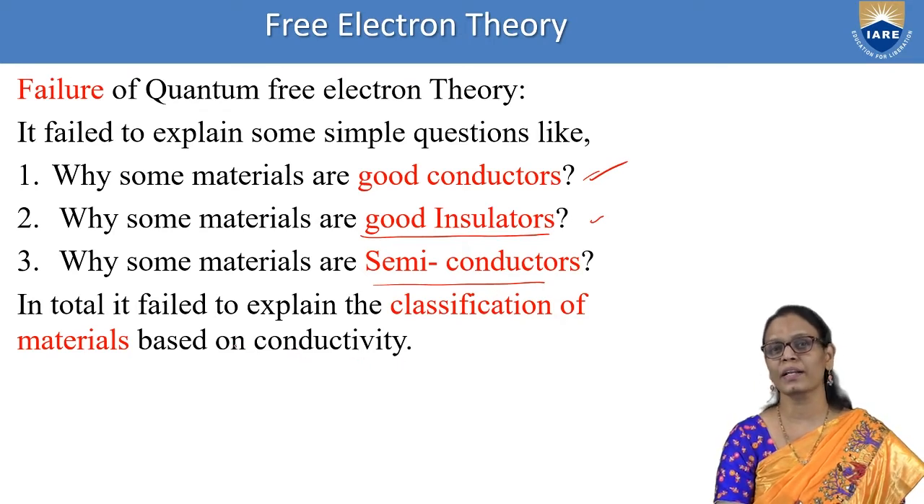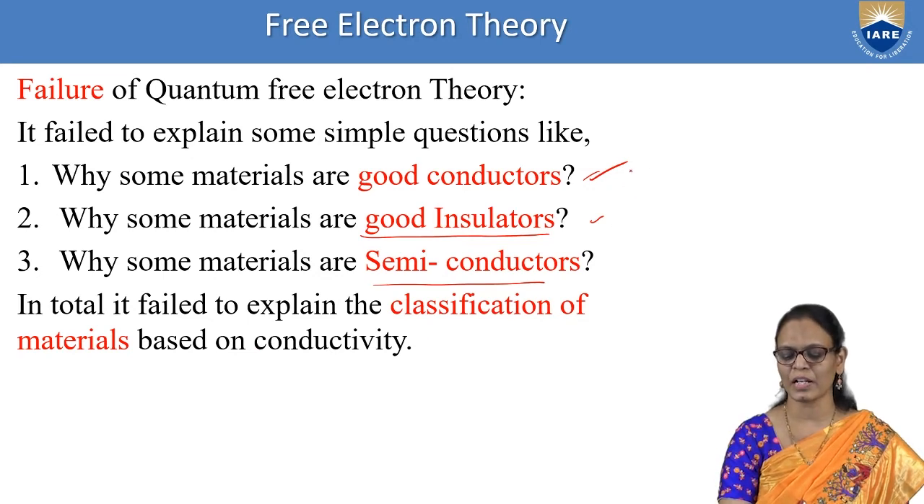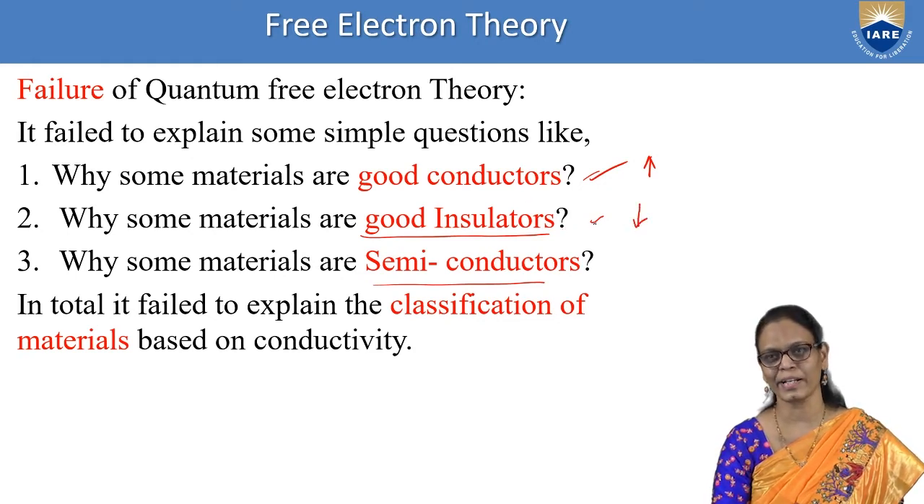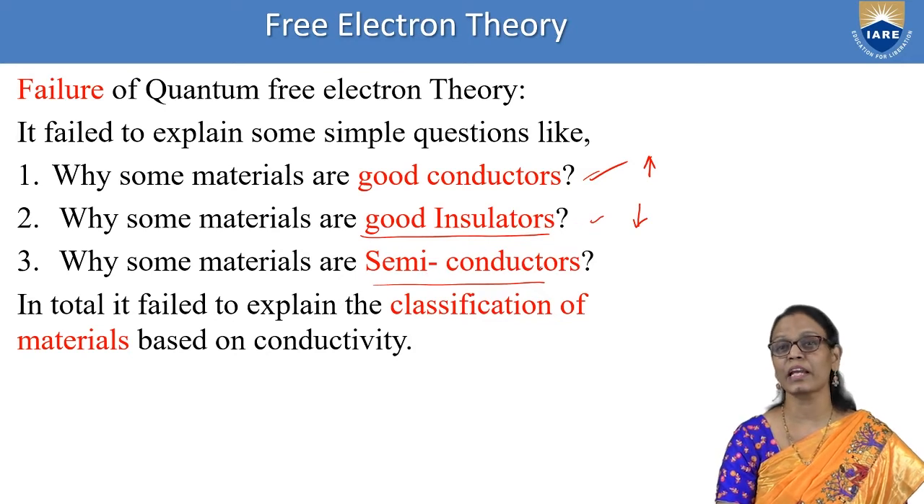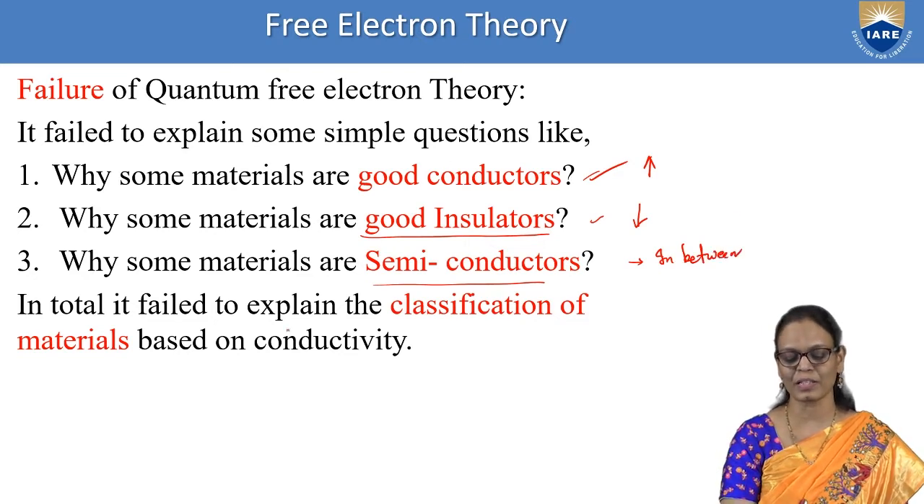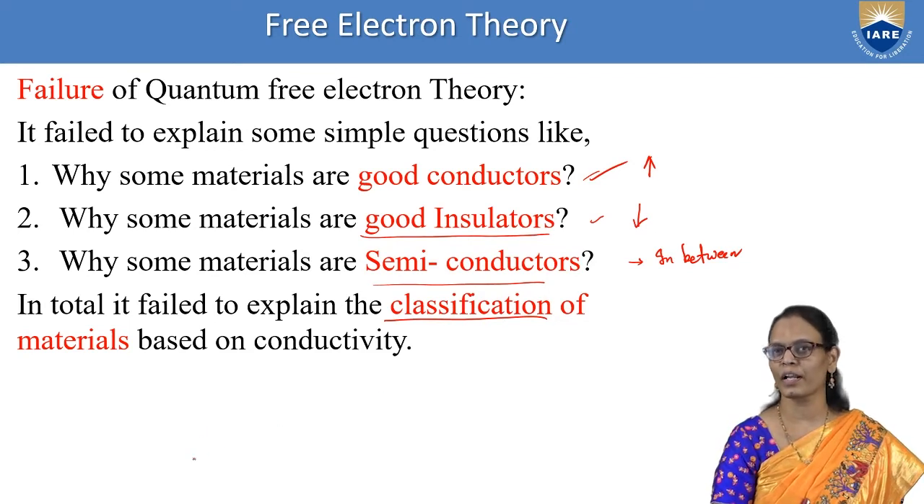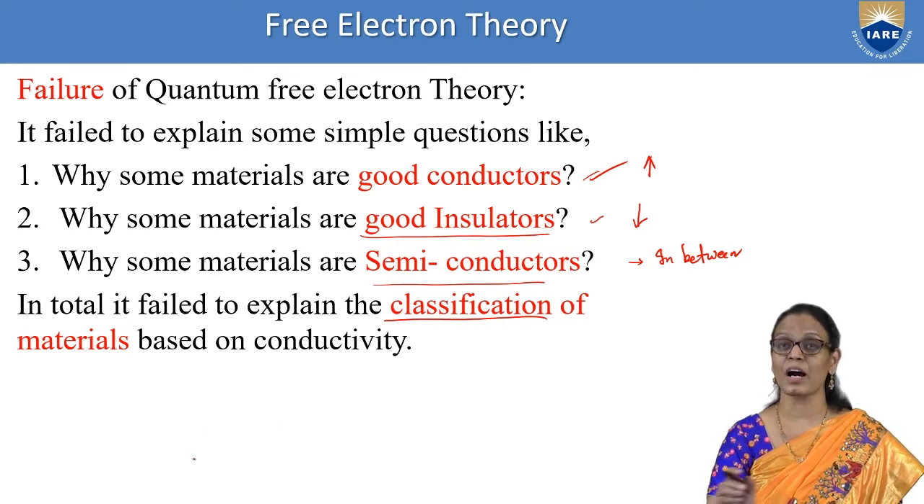Those whose conductivity is very high, we say they are good conductors. If the conductivity is very low, we call them insulators. And if it is in between, you call them semiconductors. But the quantum free electron theory cannot explain this classification of materials. So what did we see after the quantum free electron theory?